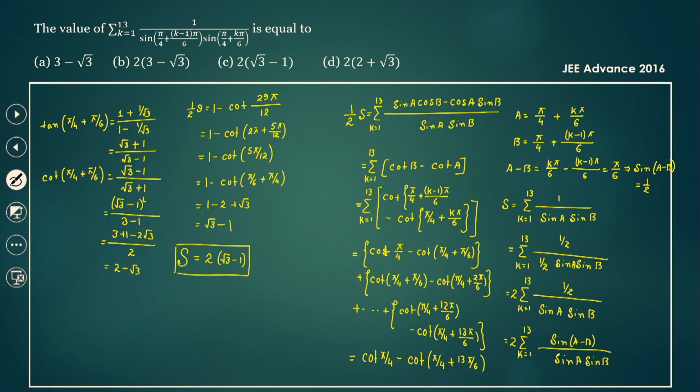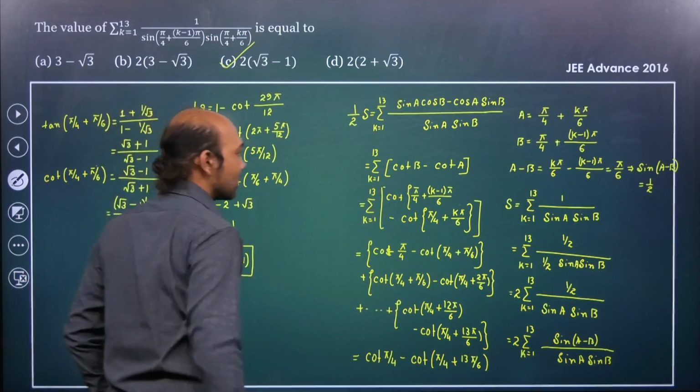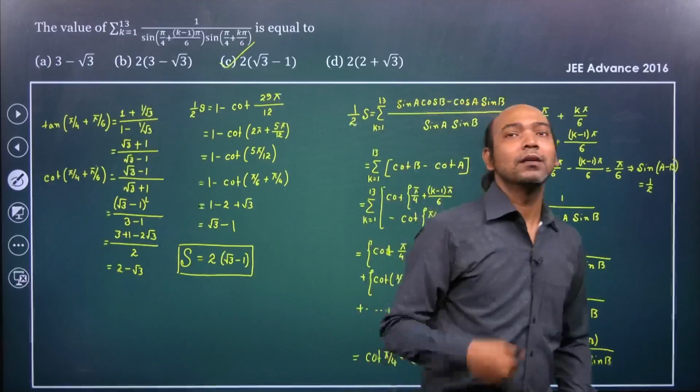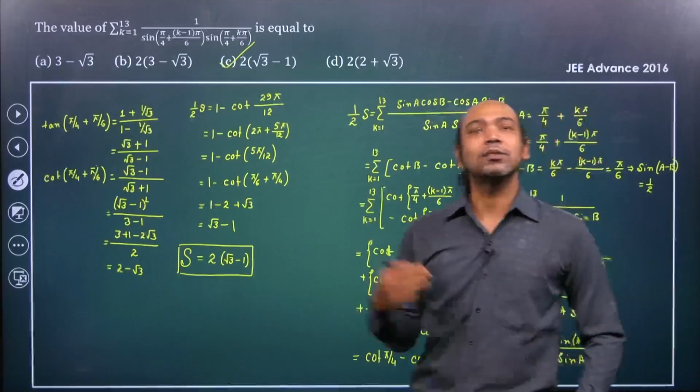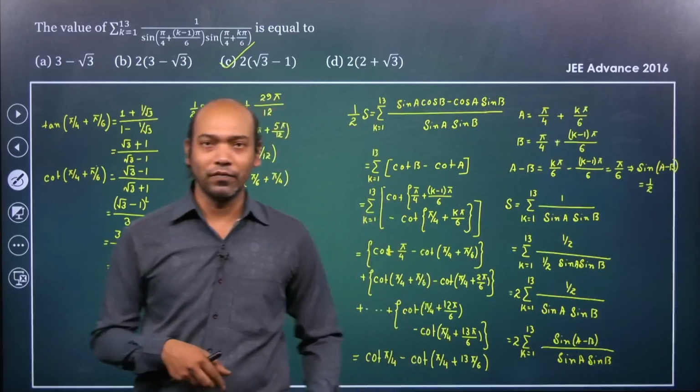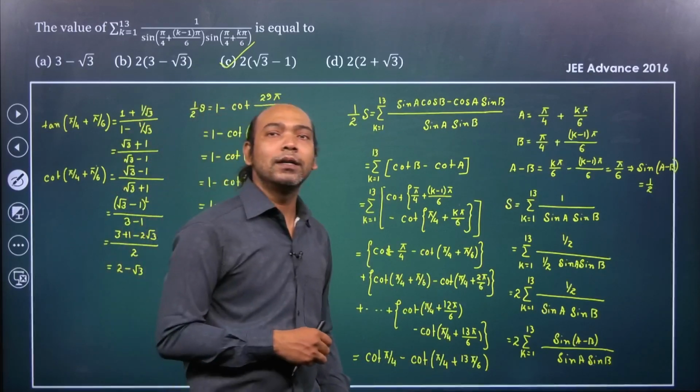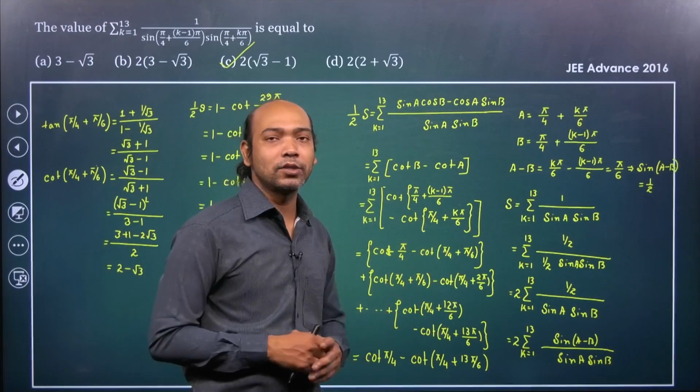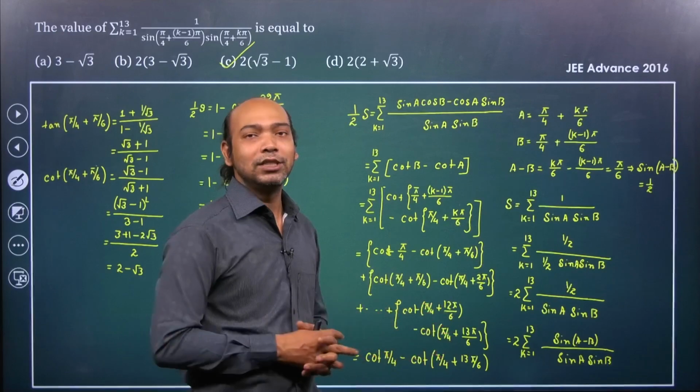So in that case, obviously you see that option C is the correct answer. It's an advanced problem and appeared in 2016, so it's a little bit lengthy, as is obvious. So that's it. Hope you understood the tricks and how to go ahead and solve this advanced problem in JEE. Thank you.